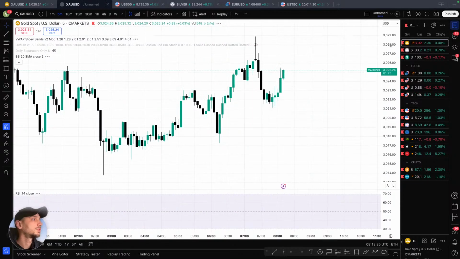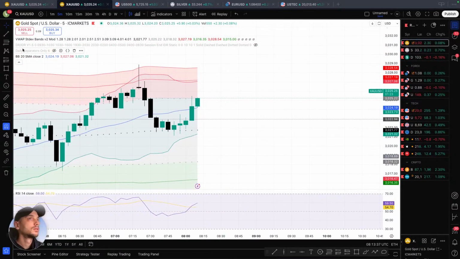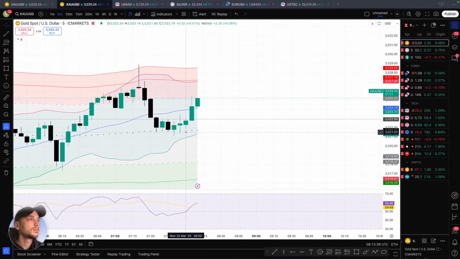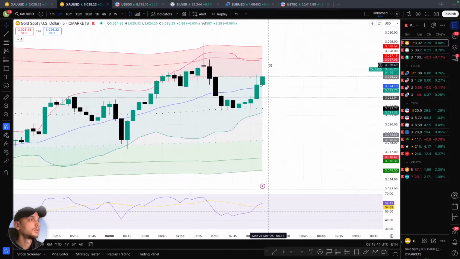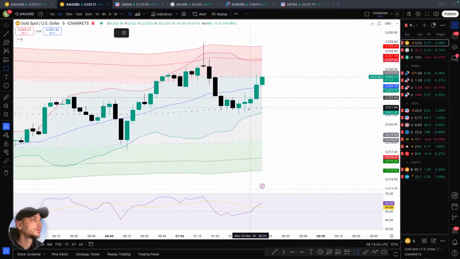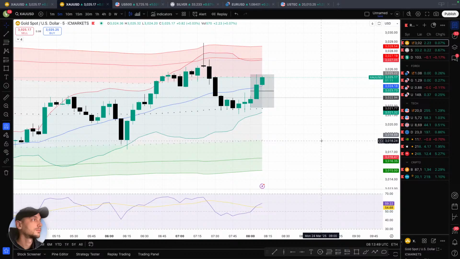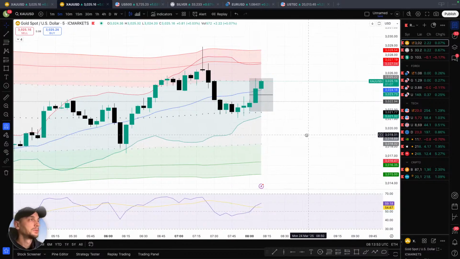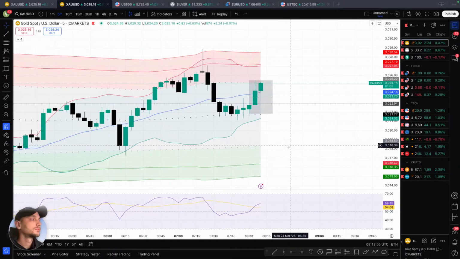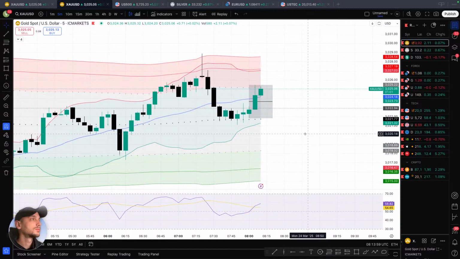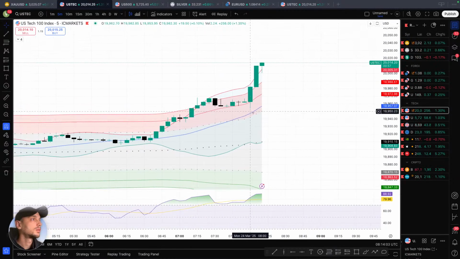Let's move to the 5-minute. For the 5-minute, we're gonna mark 3 candles. This one, this one. This is the third. This candle closes after 1 minute. We're gonna do the same here with Nasdaq.